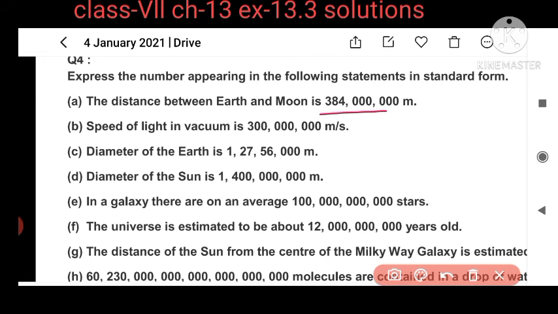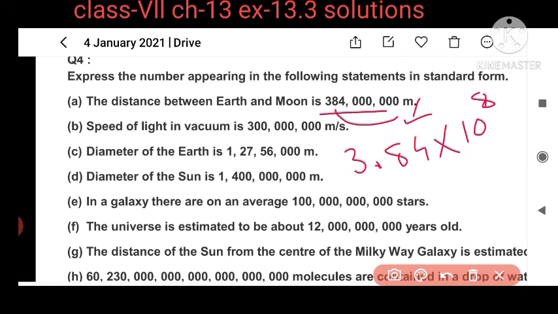So how will you write the answer for this question? You will write 3.84, then all are 0, so no need of writing those 0s. Where you have put the decimal here, after this 3, how many digits are there? 8 are there, isn't it? That means you will write 10 to the power 8. So this is the answer. This is the standard form of question A.